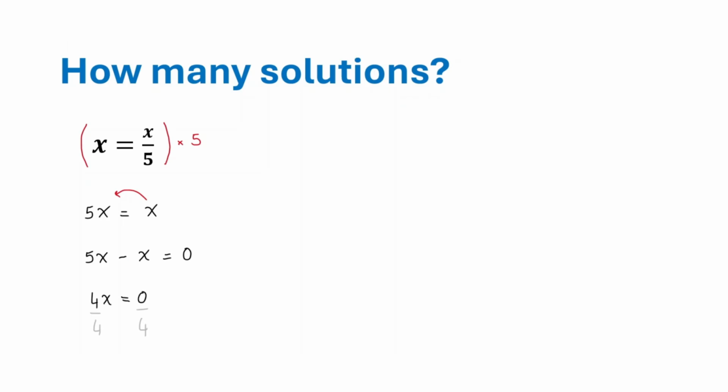Now divide both sides by 4. We obtain x is equal to 0. This confirms the answer we found before. So the correct answer is, this equation has exactly one solution, and that solution is x is equal to 0. Notice that both methods lead to the same answer.